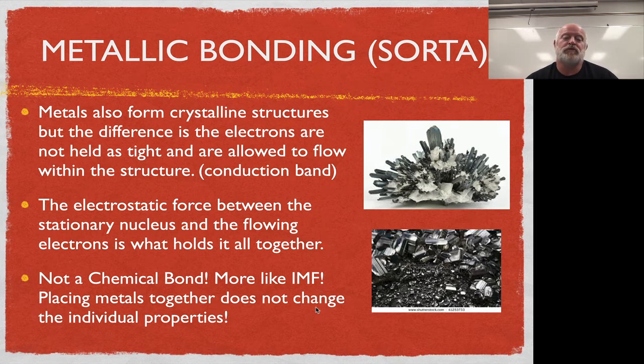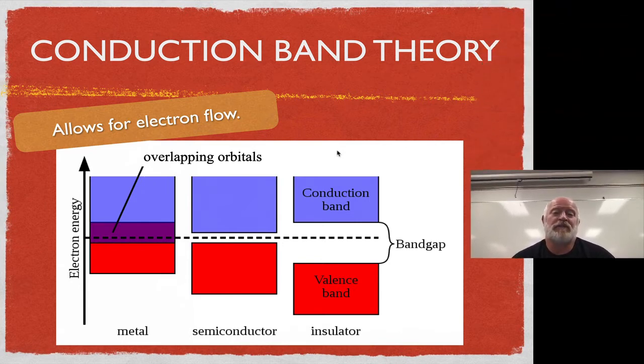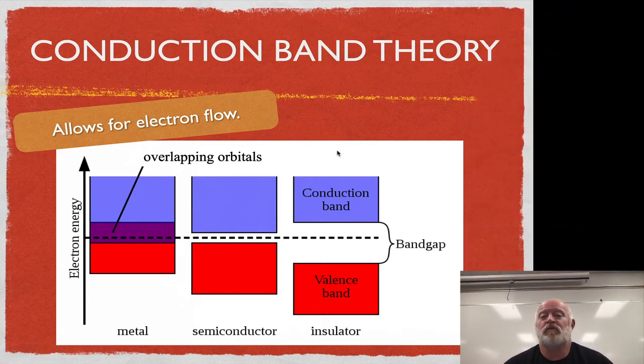The big thing to remember too, we know it's not a chemical bond because when you place metals together, we do not change those individual properties. So you put individual atoms together, even if they are different metals, and each metal still retains its own properties. Okay, so that brings us to the conduction band theory, or how or why metals can have electrons that are able to flow from one atom to the other pretty seamlessly, okay?